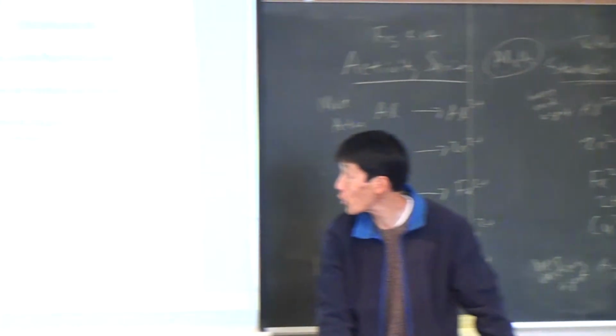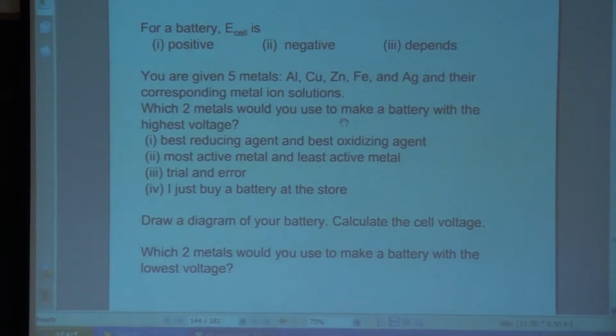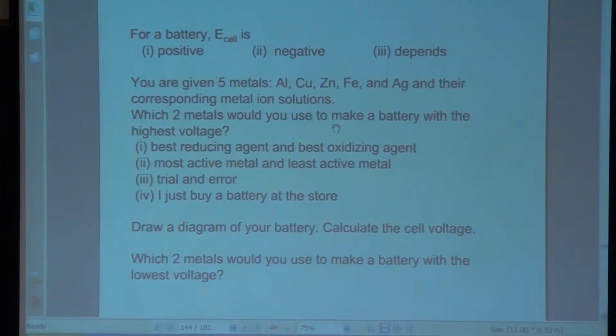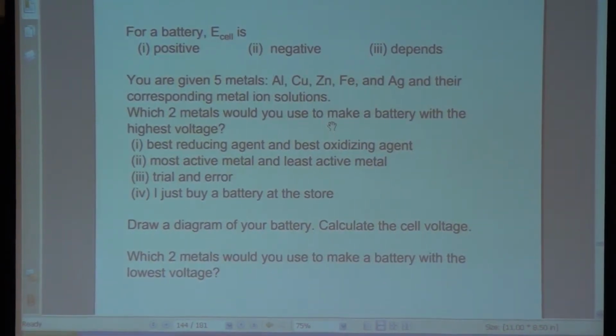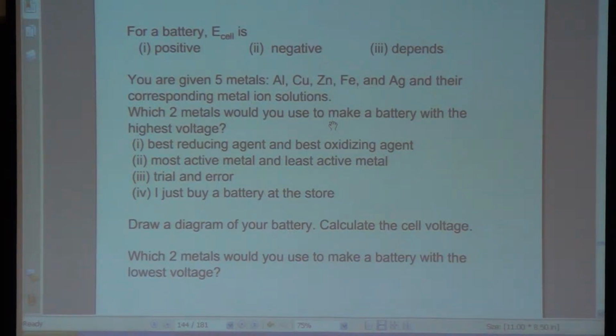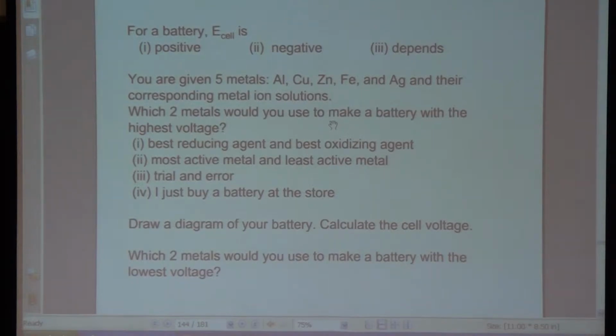So, what two metals would you use of these 5 to make the highest voltage battery? Aluminum and silver. So would you use the best oxidizing agent, the best reducing agent? The most active metal and least active metal? Trial and error? Or just go to the store?